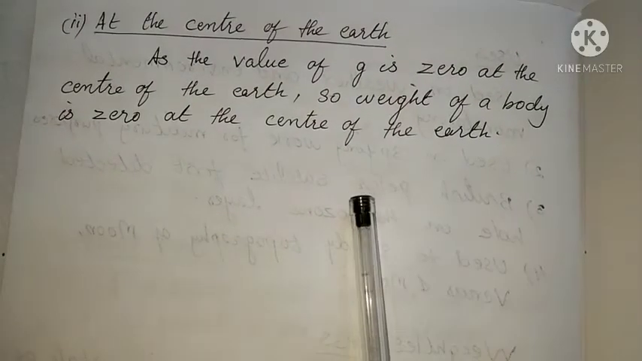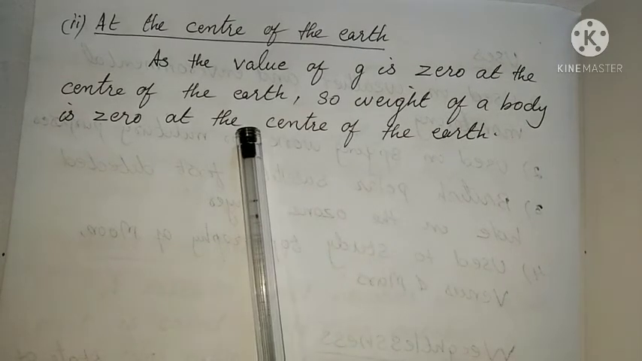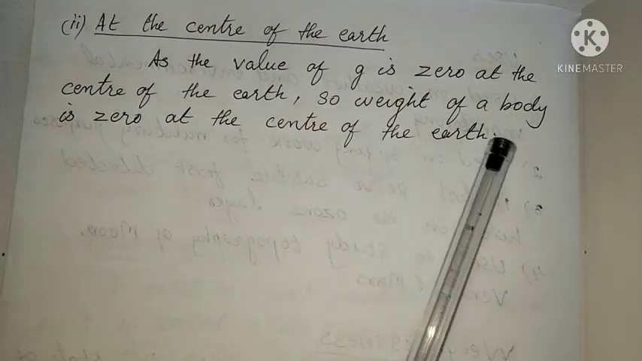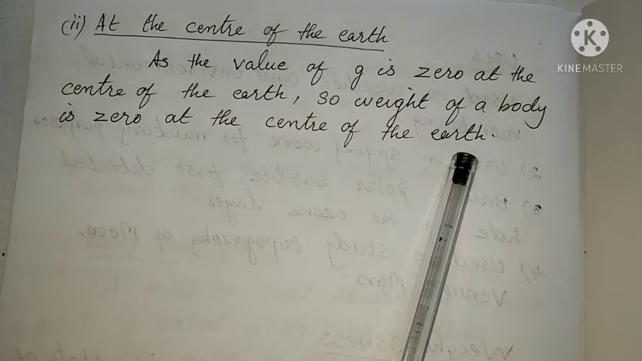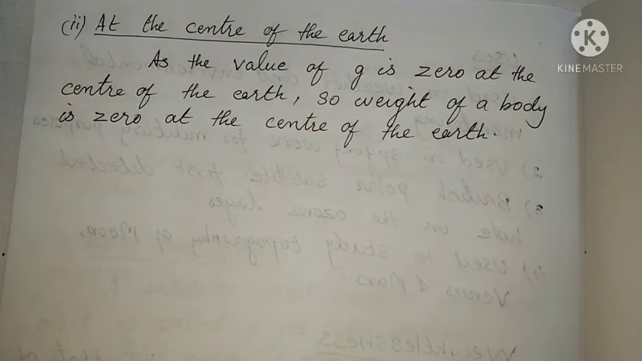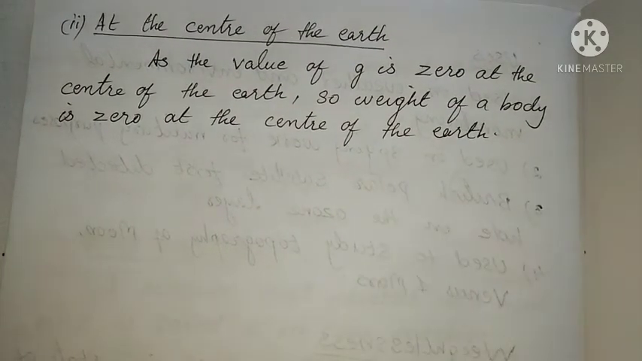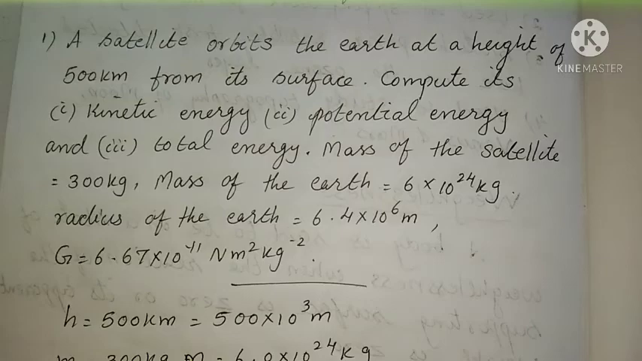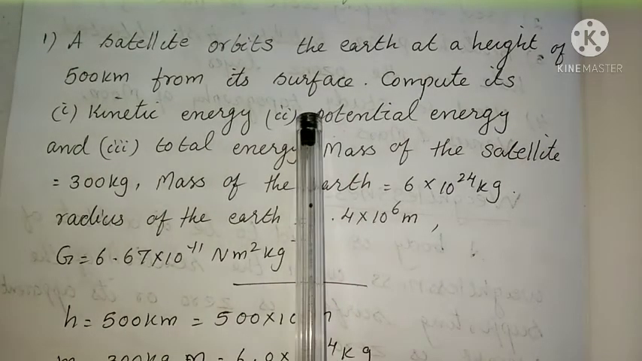Second one, at the center of the earth. As the value of g is 0 at the center of the earth, the weight of a body is 0 at the center of the earth. So at the center of the earth, the man feels weightlessness. Clear?